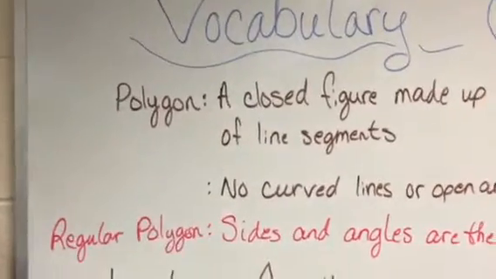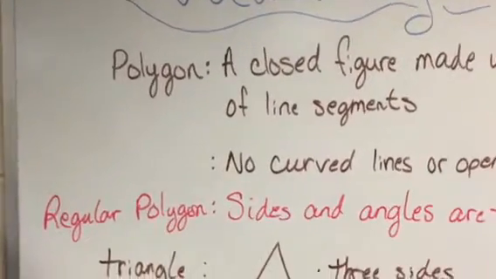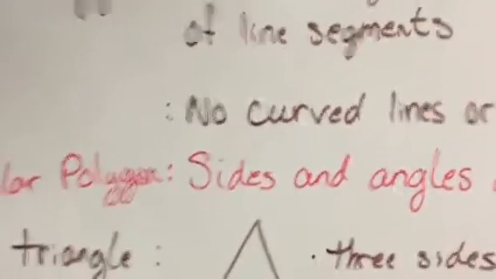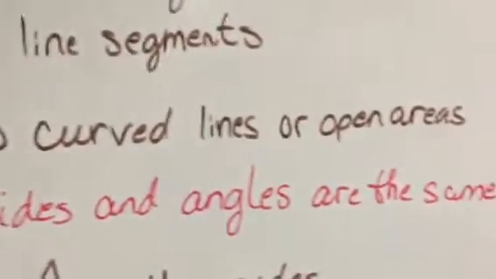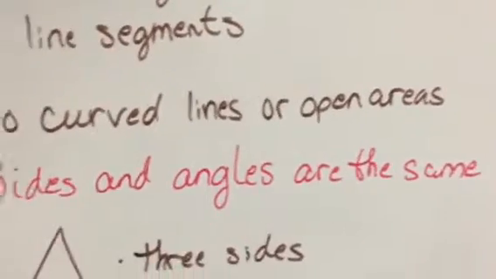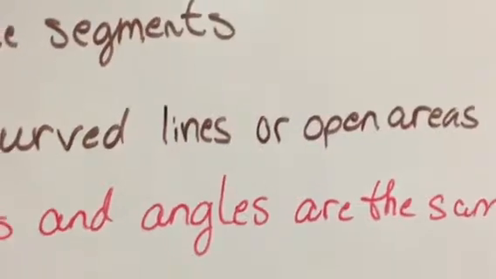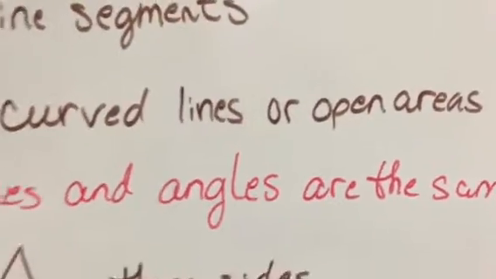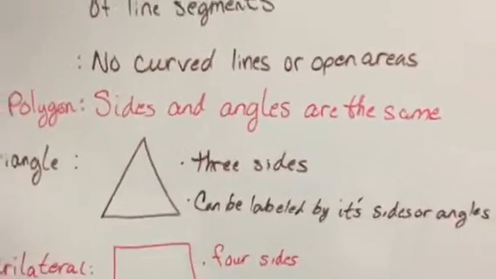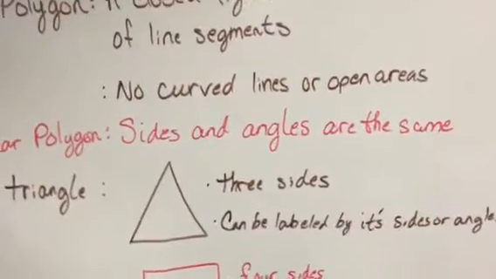Then we can actually take it a step further with a regular polygon. A regular polygon has sides and angles that are all the same. So it would be where every side and every angle is going to be equal in your figure.